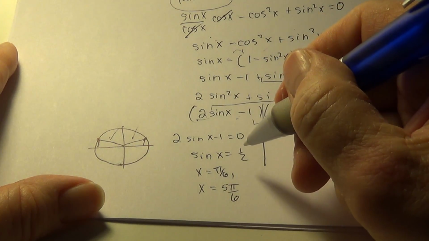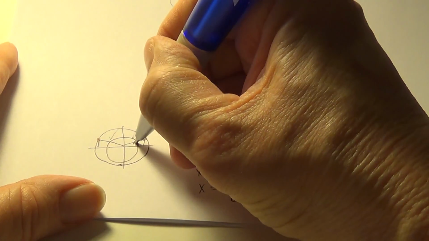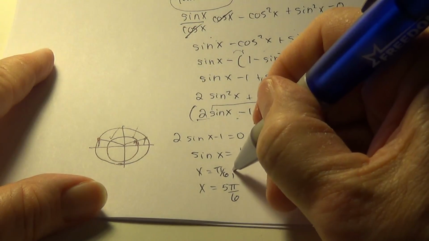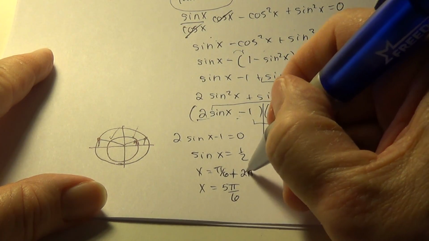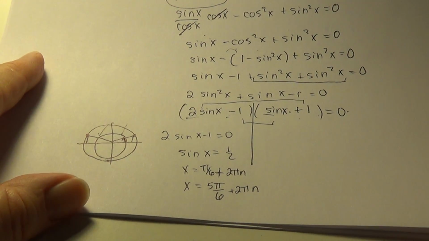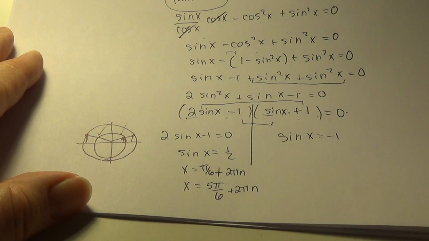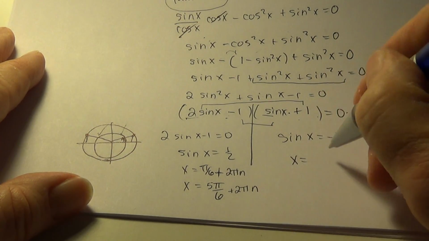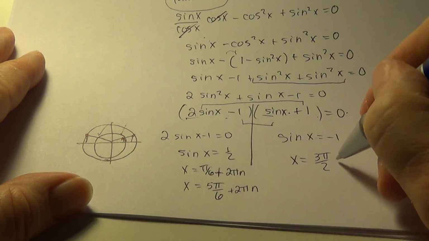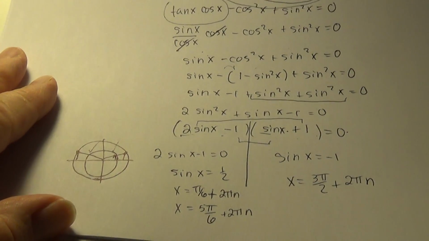And when I want to remember that I don't have to stop there, I could go around and catch the next one. I'm going to say plus 2 pi n and plus 2 pi n to allow me to do that. All right, this branch, sine x equals -1. So that's the second coordinate. I think it only happens at 3 pi over 2 plus 2 pi n. All right, what do you think of that?